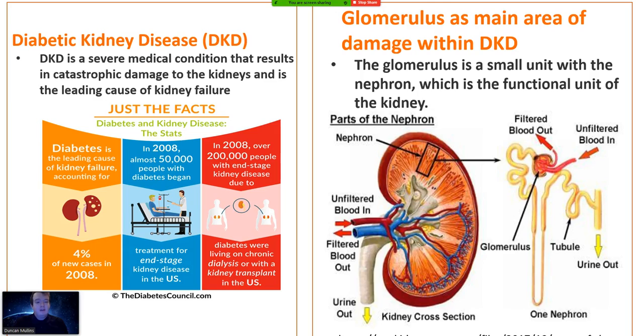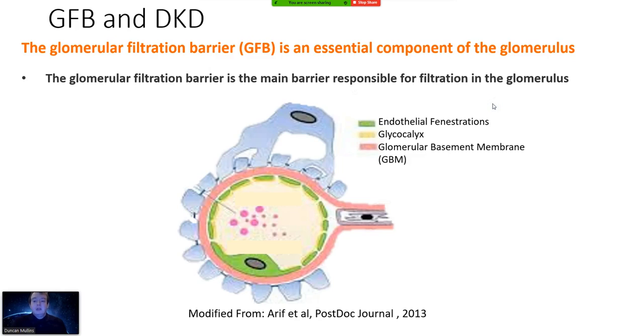Within the kidney, the glomerulus is the main area of damage within DKD. The glomerulus is a small bundle of capillaries contained within the nephrons, which are the individual functional units of the kidney. So because of this small scale, mathematical modeling is a very powerful tool for doing research in this area.